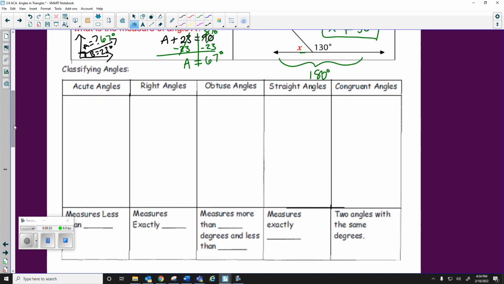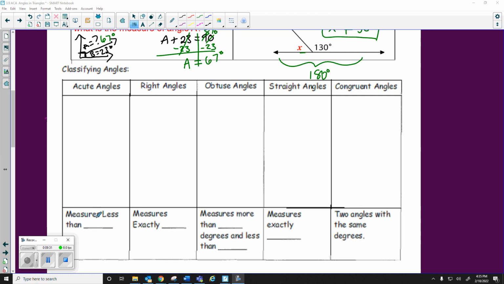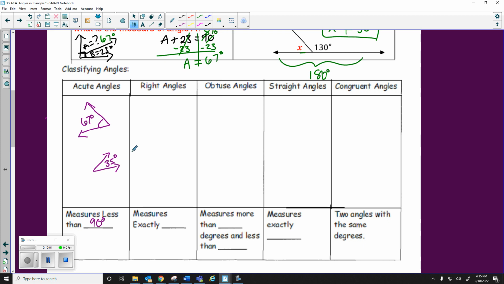Now this next part hopefully is review. If it's not, that's totally fine because we're going to talk about it and write it down. Hopefully we know that an acute angle is anything that measures less than 90 degrees. You can draw this a variety of ways. It might look like this, 67 degrees, that would be an acute angle. I could draw it like this, that's going to be acute. I know that because it's less than that right angle. Let's say it's 35 degrees. Both of those are acute.